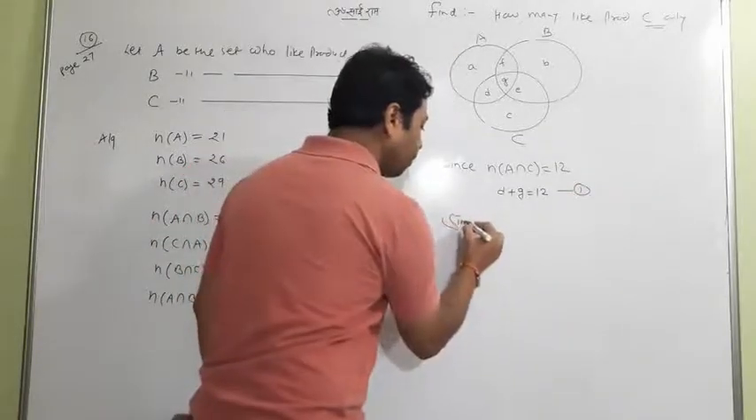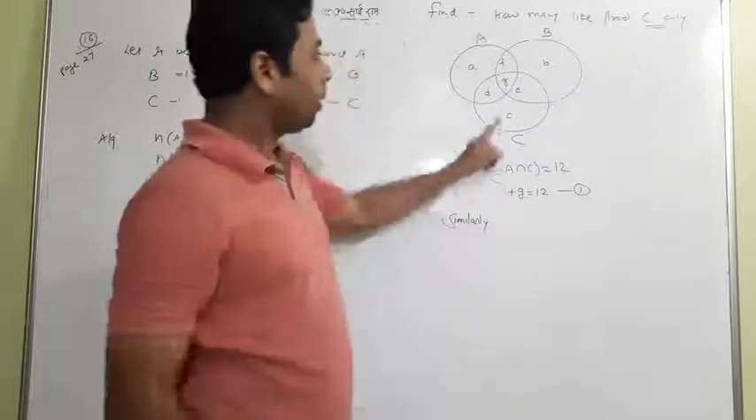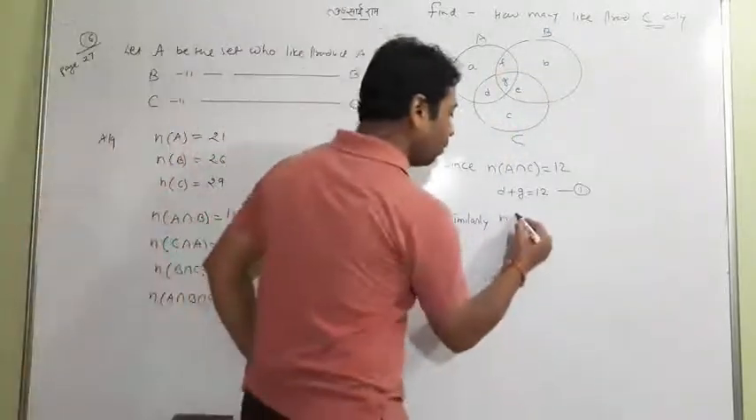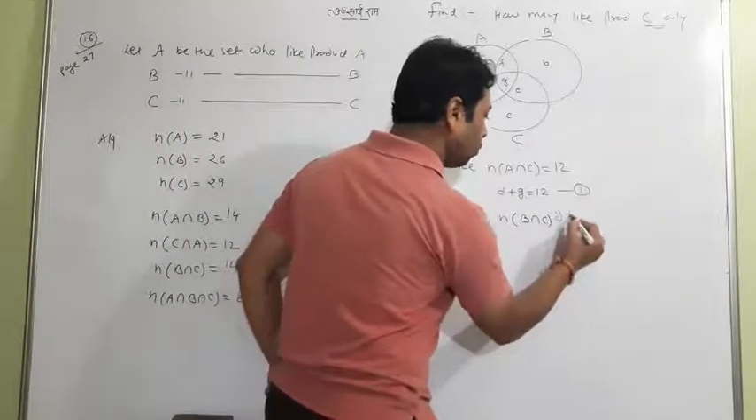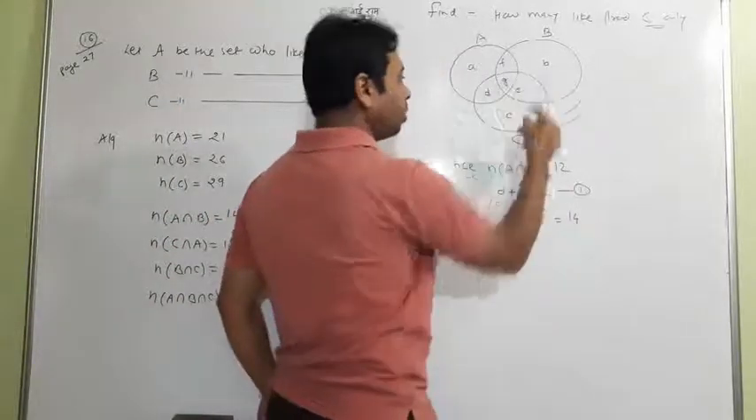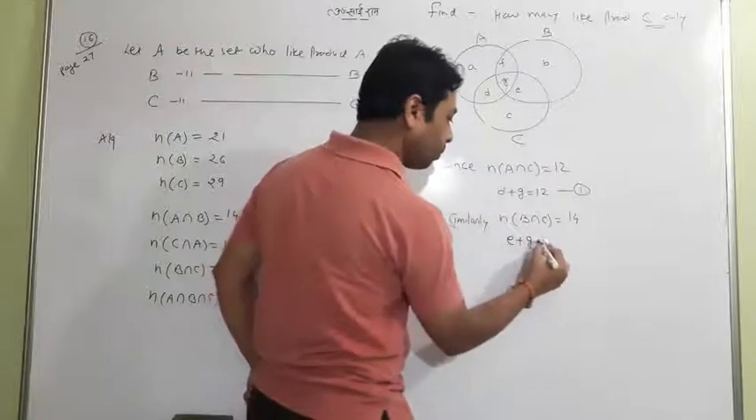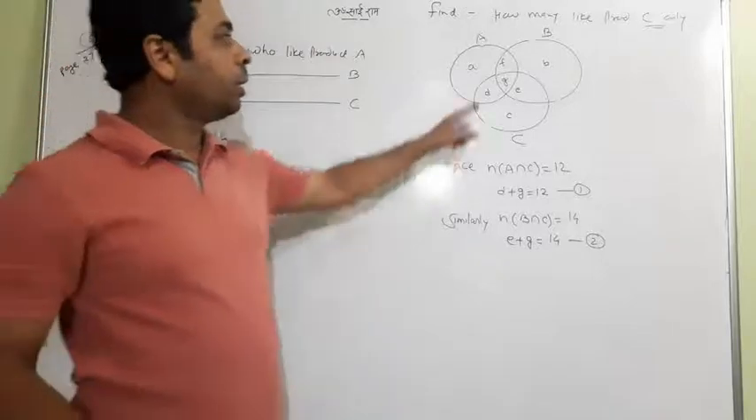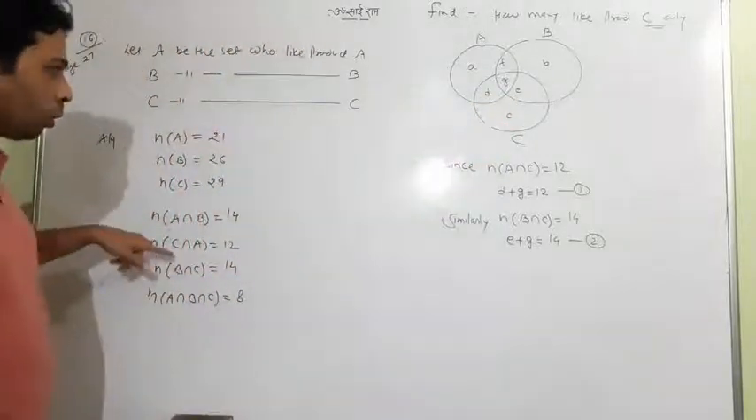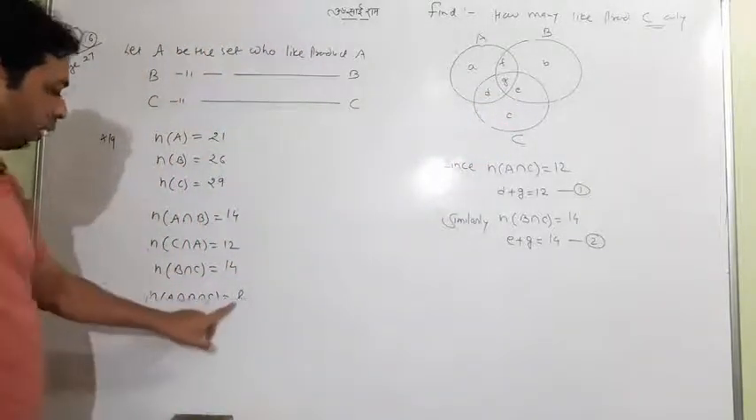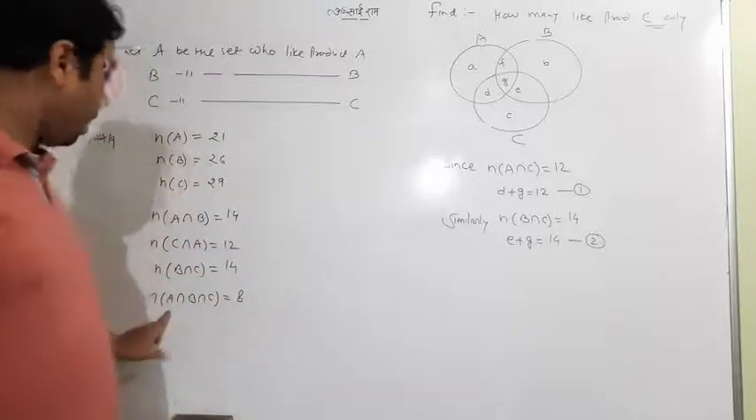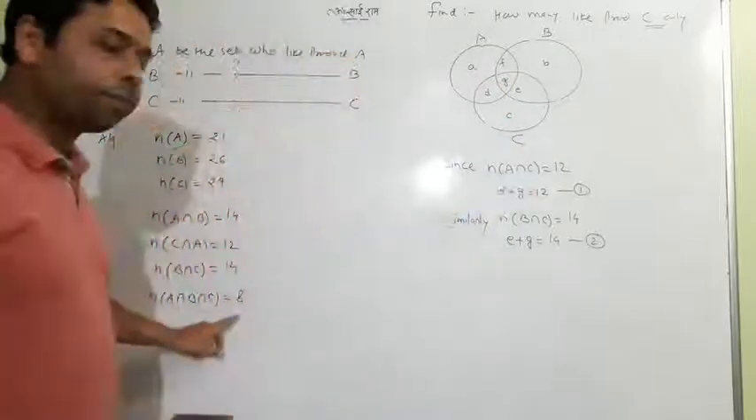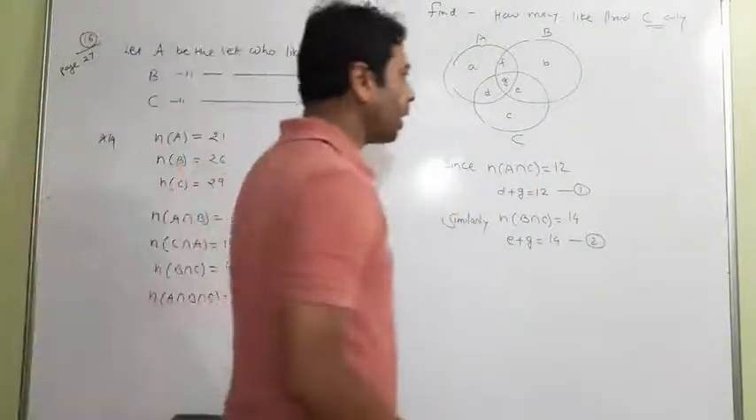Similarly, what about B and C? Common in B and C is 14. n of B intersection C is equal to 14. So B and C have the intersection E plus G, which is 14. This is equation number 2. And G is common in all. What is G? Common in all is 8. This is A intersection B intersection C, this region, which is G. So G is given as 8.